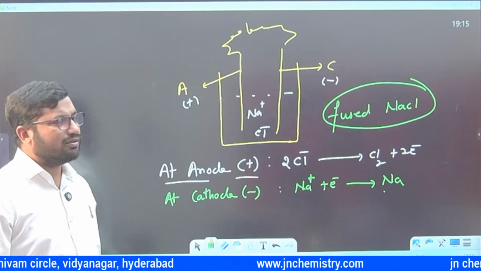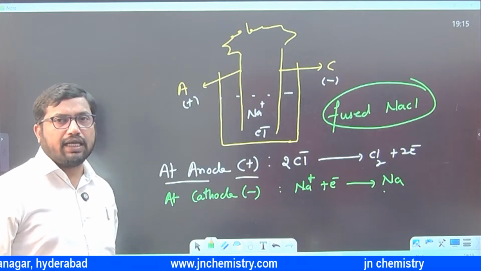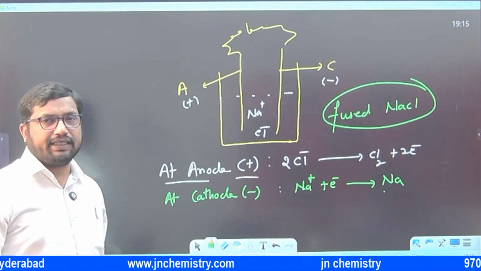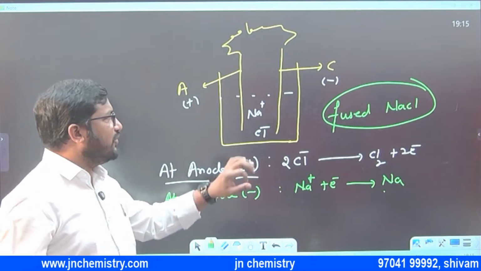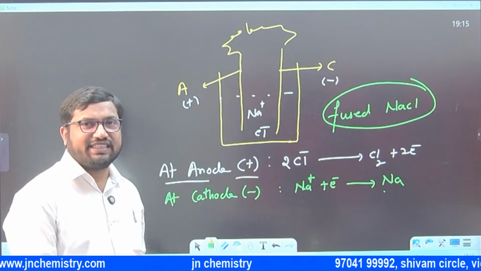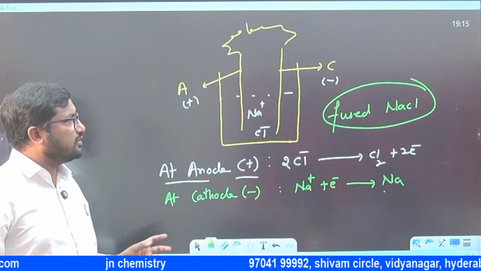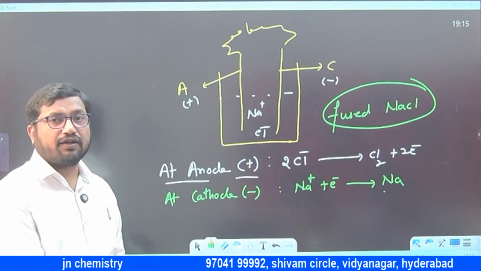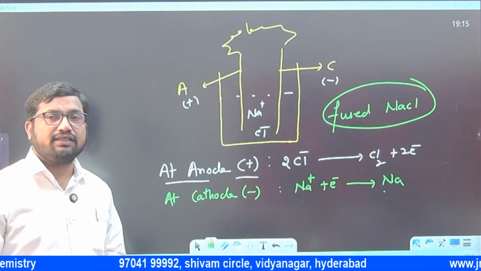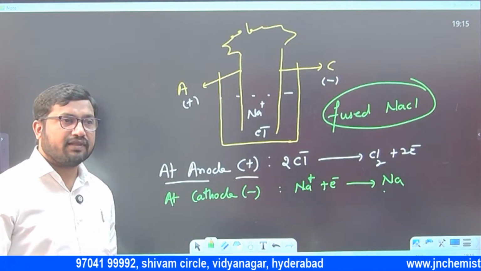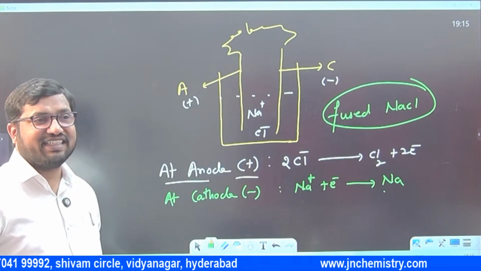Not here. But first we need to know what is anode, what is cathode, what is oxidation, what is reduction. The problem with the 11th class students is they don't know all this. Anode has the positive charge, cathode has the negative charge. But we'll explain the coal-based electrolysis: at anode we'll get these products and at cathode these products.